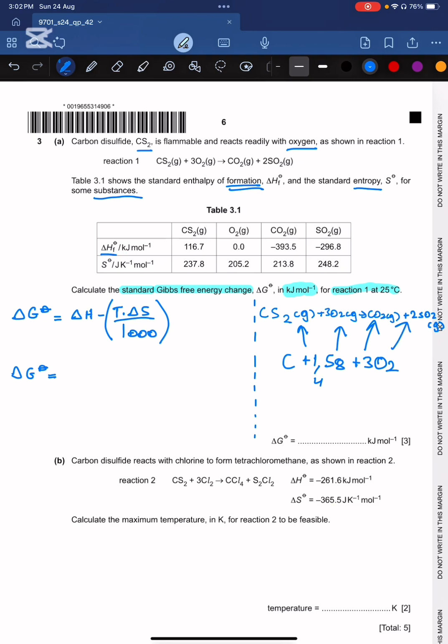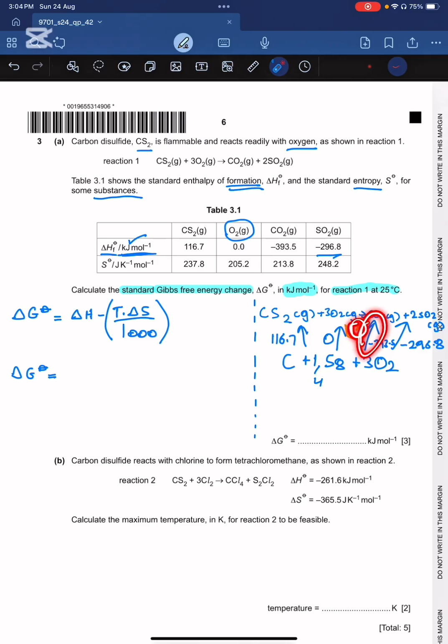This is the enthalpy change of formation. Thankfully, in kilojoule per mole, for CS2 it is 116.7. For oxygen, since it's an element, it's 0. For CO2 it is minus 393.5, and for SO2 it is minus 296.8. Now, the way this works is I look at the two arrows, this arrow and this arrow. If both of these point in the same direction, I use the same sign. If in any case they point in opposite directions, for example here it points this way but here it points this way, I just add a negative sign.